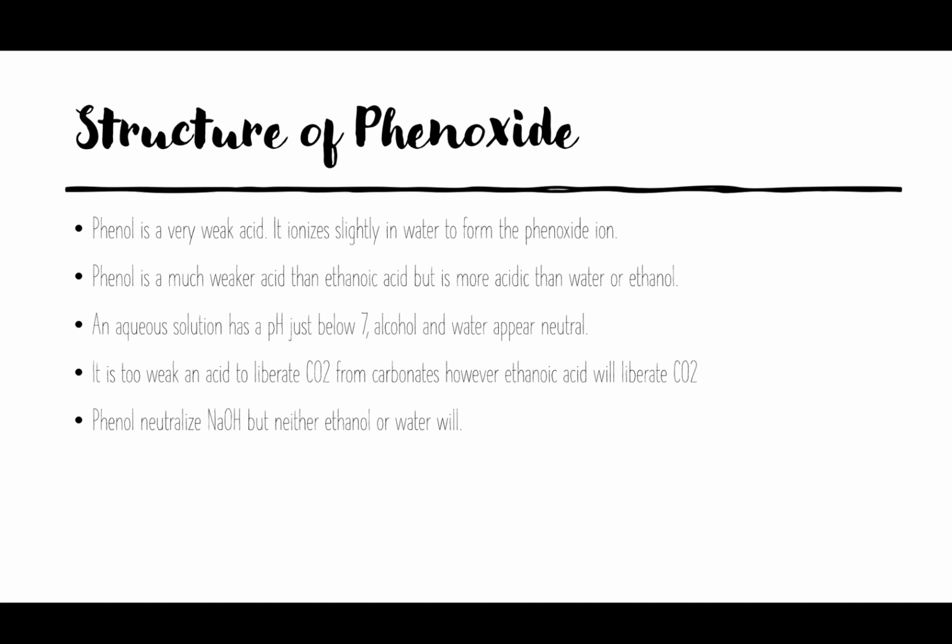So phenol is a much weaker acid than ethanoic acid, but is more acidic than water or ethanol. And we're going to figure out why that is. In aqueous solution, the pH is just below 7. Alcohol and water appear to be neutral. So it is too weak to liberate CO2 from the carbonate specifically. However, ethanoic acid can liberate CO2, and phenol neutralizes sodium hydroxide, but neither ethanol nor water will.